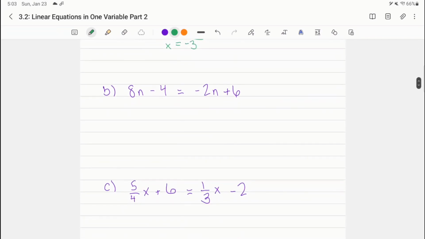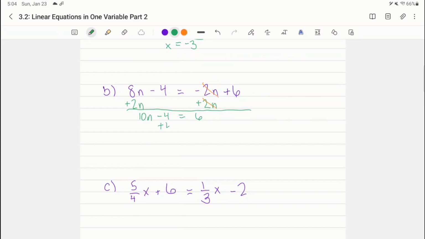B, 8n minus 4 equals negative 2n plus 6. So sticking with the theme of canceling out the smaller one, I want to cancel out negative 2n. So to cancel out the negative 2n, I'm going to add 2n to both sides. 8n plus 2n is 10n minus 4 equals, the 2n's cancel out, 6 is left over. So 10n minus 4 equals 6.